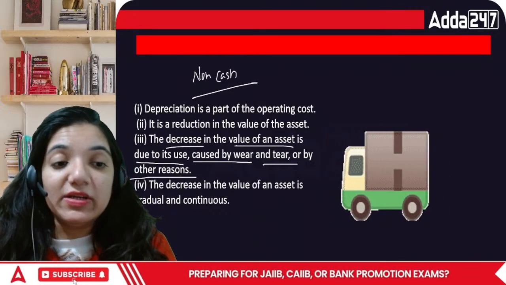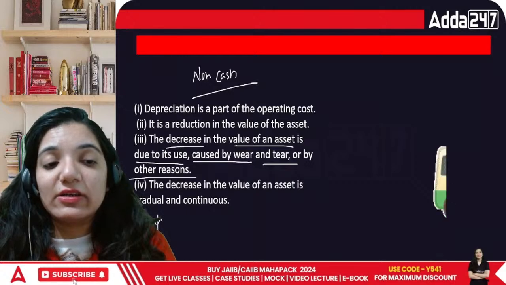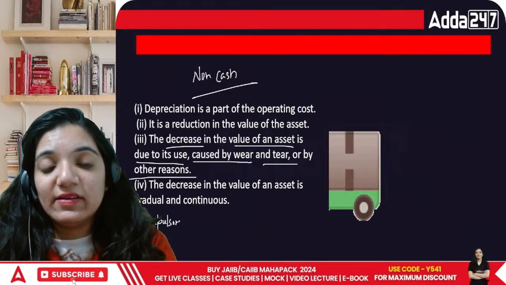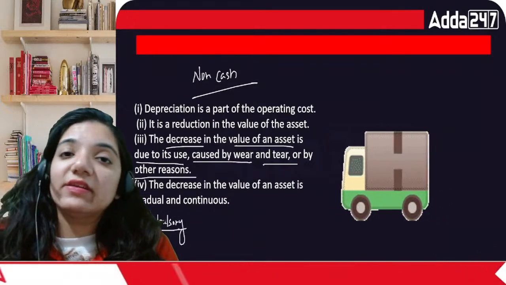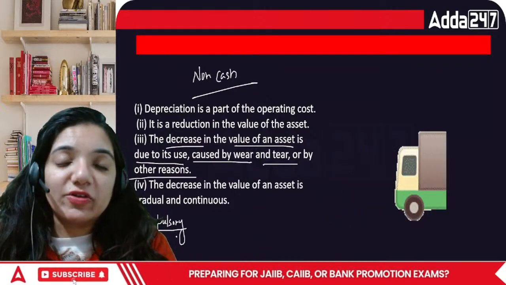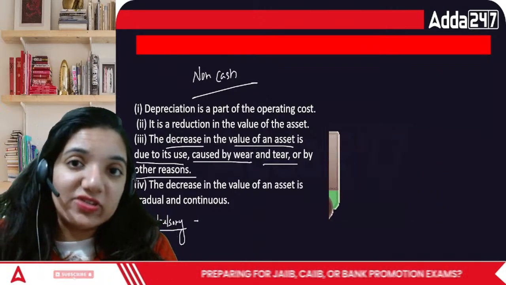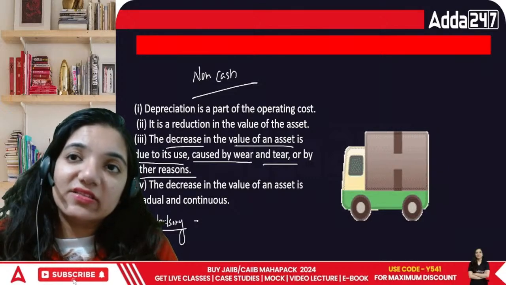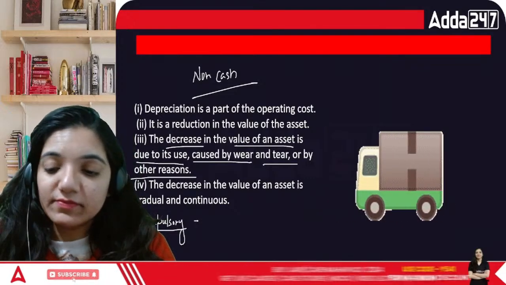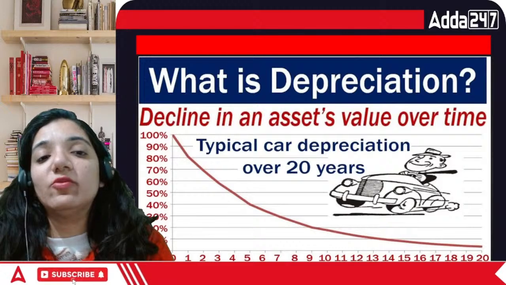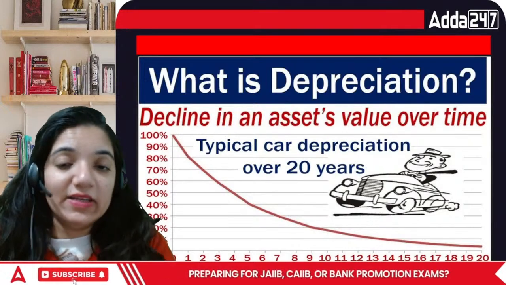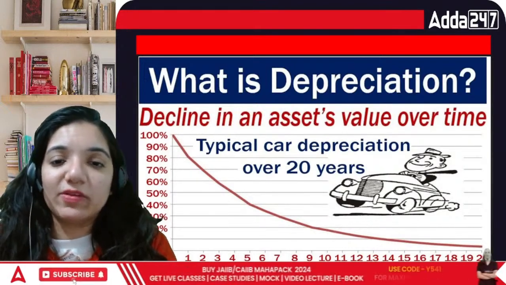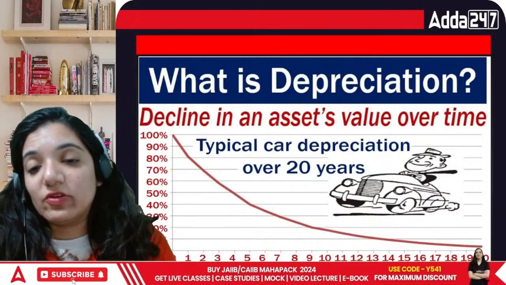Always remember, depreciation is compulsory. You cannot skip the portion of depreciation. It is not voluntary. Once you start using an asset, it is depreciable, and there is no point where depreciation is not applied. Secondly, we talked about depreciation over the period of time.